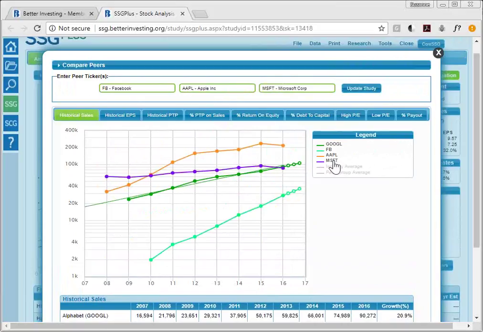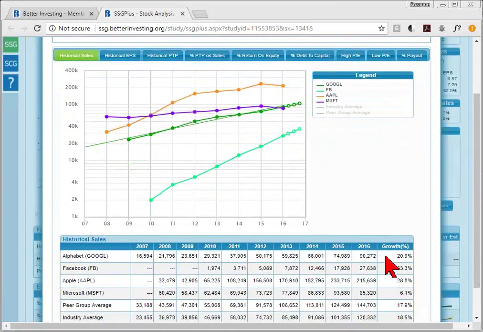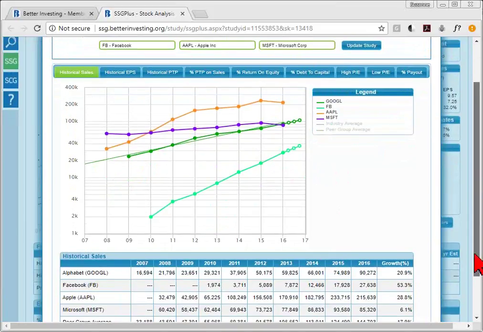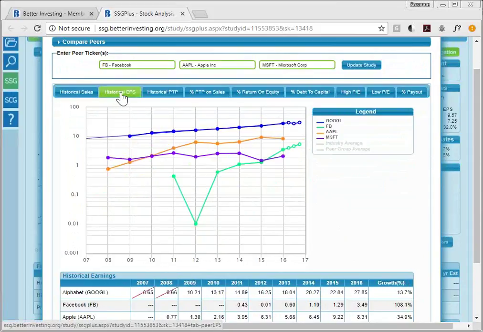So again, I can pull up all of this information and see, hey, here's my Google, very straight. Here's Microsoft, a little bit flatter. Here are the growth rates. So we see Google, we see Facebook, we see Apple, we see Microsoft. We see Apple is the largest by almost double of any of those companies.